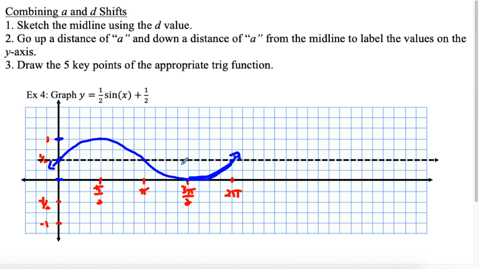Okay, so 5 key points, right? 0, pi over 2, pi, 3 pi over 2, and 2 pi. And then just make sure you are clearly labeling the y-axis where each of these points and the midline would be.